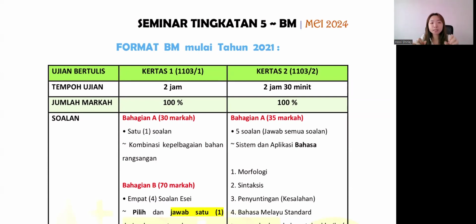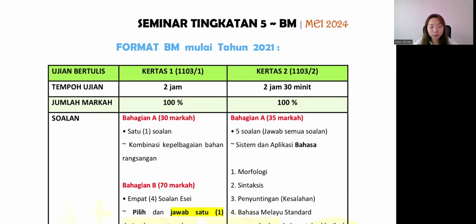Okay, so basically it's for your BM. How many papers in total? There are 4 papers, isn't it? So one paper is like the karangans. The other paper is a tata bahasa pemahaman, everything is included. And then after that, you will have the lisan. Lisan is what? Bertutur dan juga mendengar. Ada 4 kertas, okay? Jumlah 4 kertas.